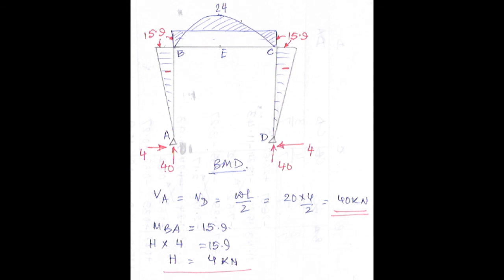Now the last step is step number 4, that is drawing the BMD and finding out the support reactions. So let us have a look over here. As I have told you, A and D are the hinge joints. So what will be the moment? 0, as I have already discussed.